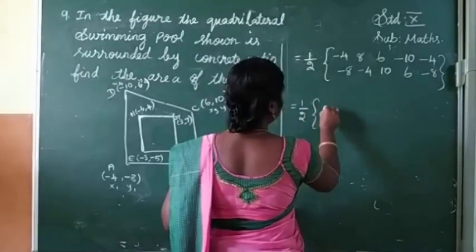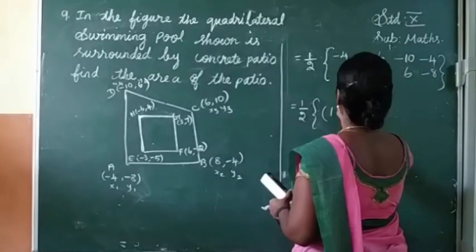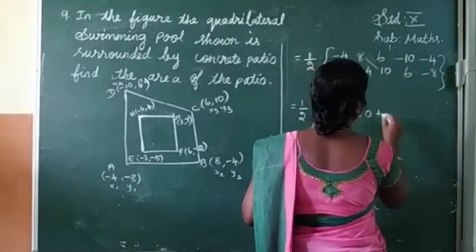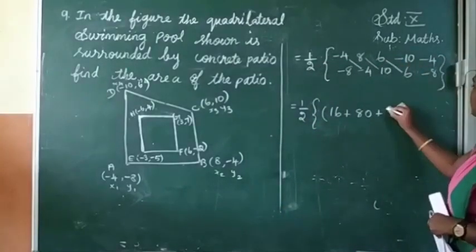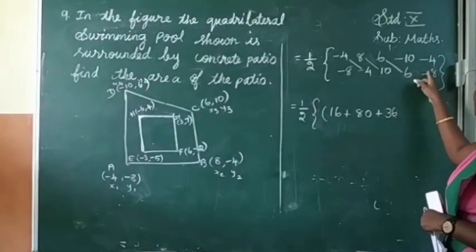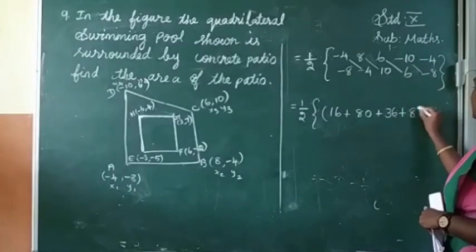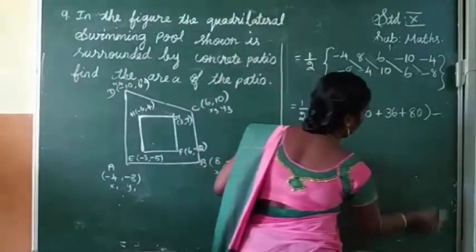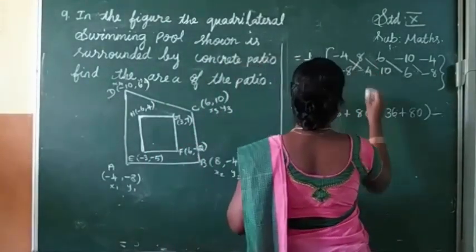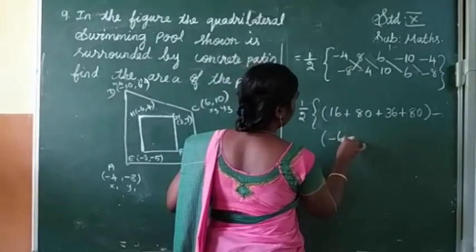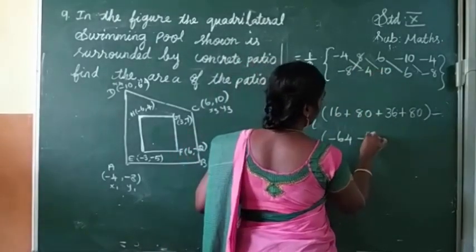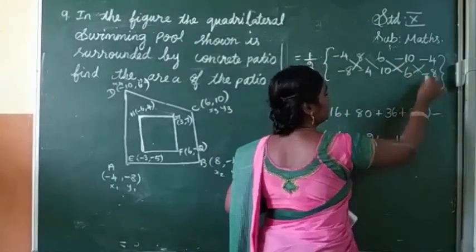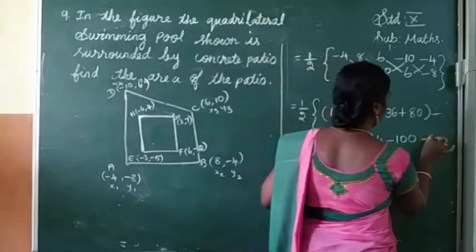Half into 4 4s are 16, minus into minus plus 10 8s are 80. 6 6s are 36, plus minus into minus plus 10 8s are 80. Then put the formula minus, then again cross multiply the opposite side. 6 8s are 48, 8 8s are 64, plus into minus minus. 6 4s are 24, plus into minus minus. 10 10s are 100, plus into minus minus, minus 100. Then 6 4s are 24, plus into minus minus, minus 24.